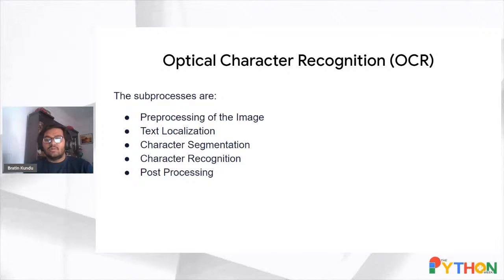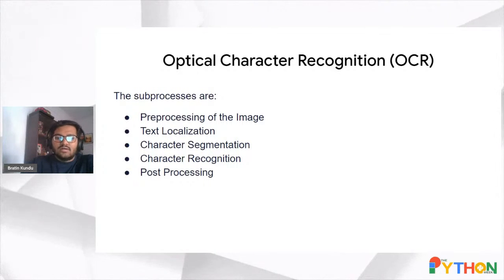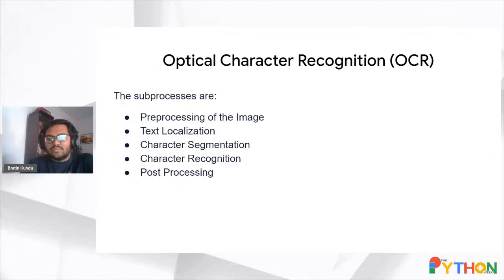OCR stands for optical character recognition, and it has sub-processes: pre-processing the image, either by resizing, sharpening, blurring, or detecting the edges, those kinds of things. Then text localization, character segmentation, character recognition, and post-processing. Although this is not a compulsory way that everyone has to follow, it is considered a standard way that you should follow while using OCR for your image-to-text transformation.